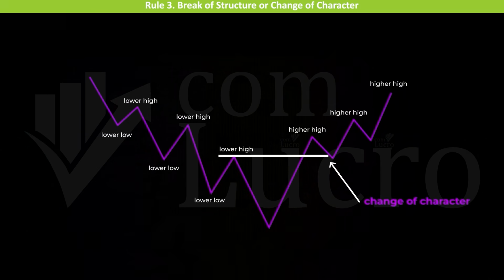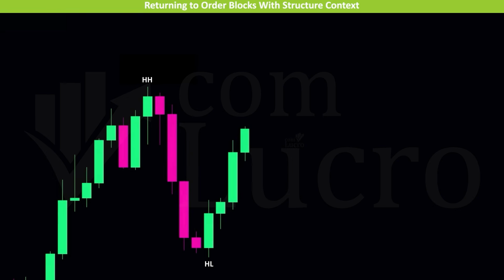This is a brief overview of how break of structure, BOS, and change of character, CHOCH, work together to describe shifts in market direction. With that context established, we can now return to order blocks.